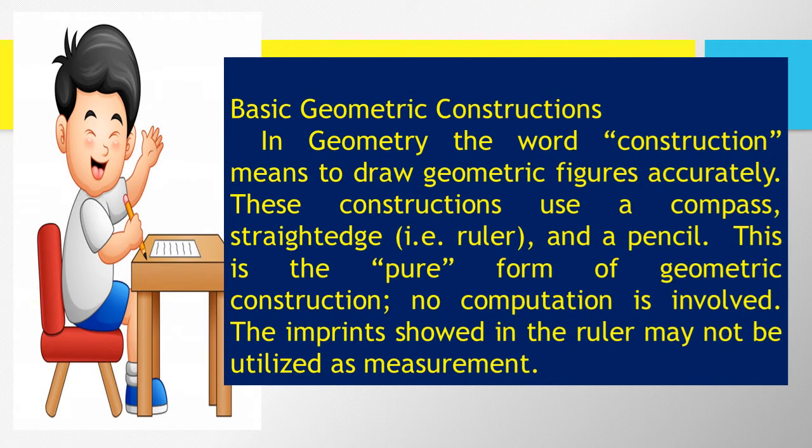Basic geometry constructions. In geometry, the word construction means to draw geometric figures accurately. These constructions use a compass or straightedge or a ruler and a pencil. This is the pure form of geometric construction. No computation is involved. The imprints shown in the ruler may not be utilized as measurement.